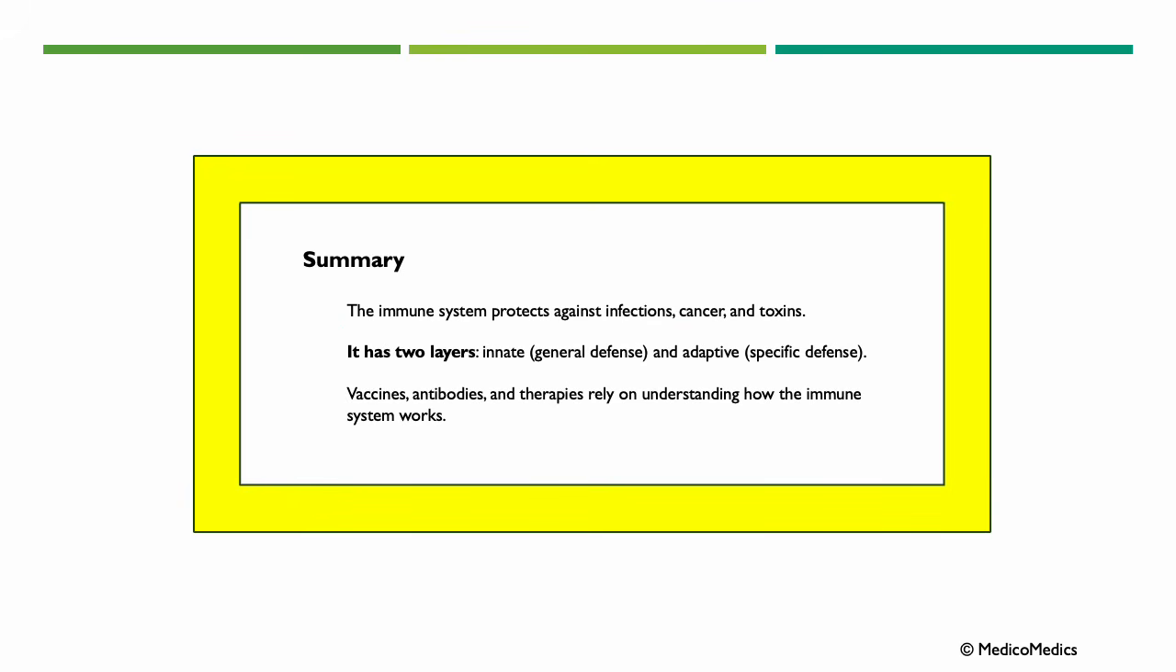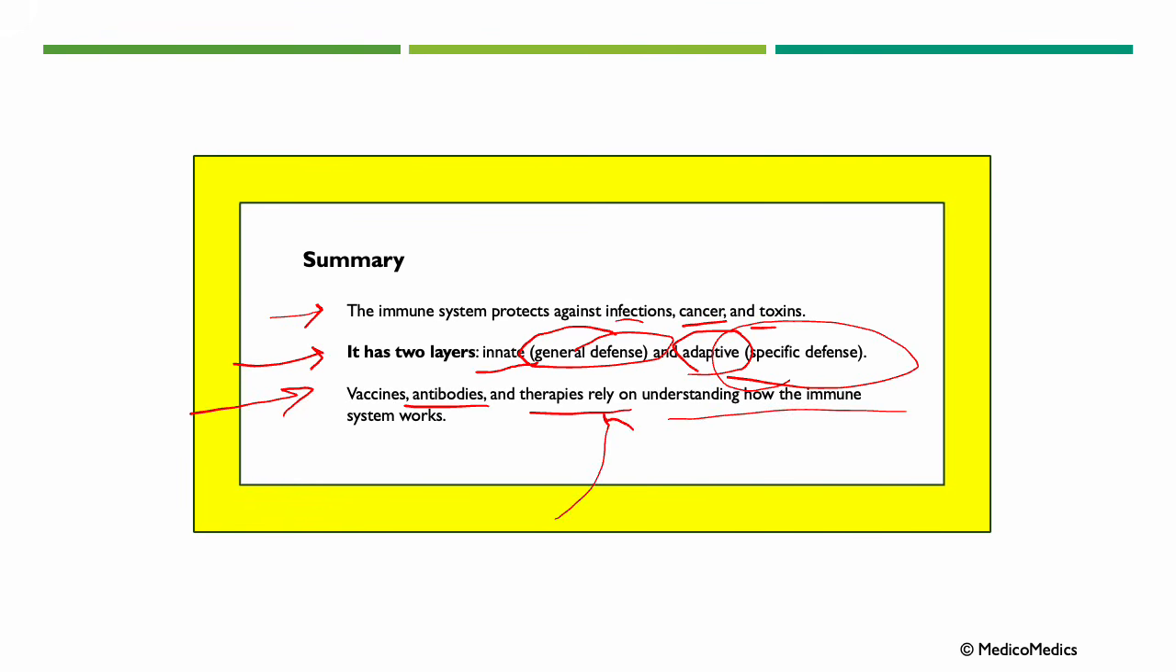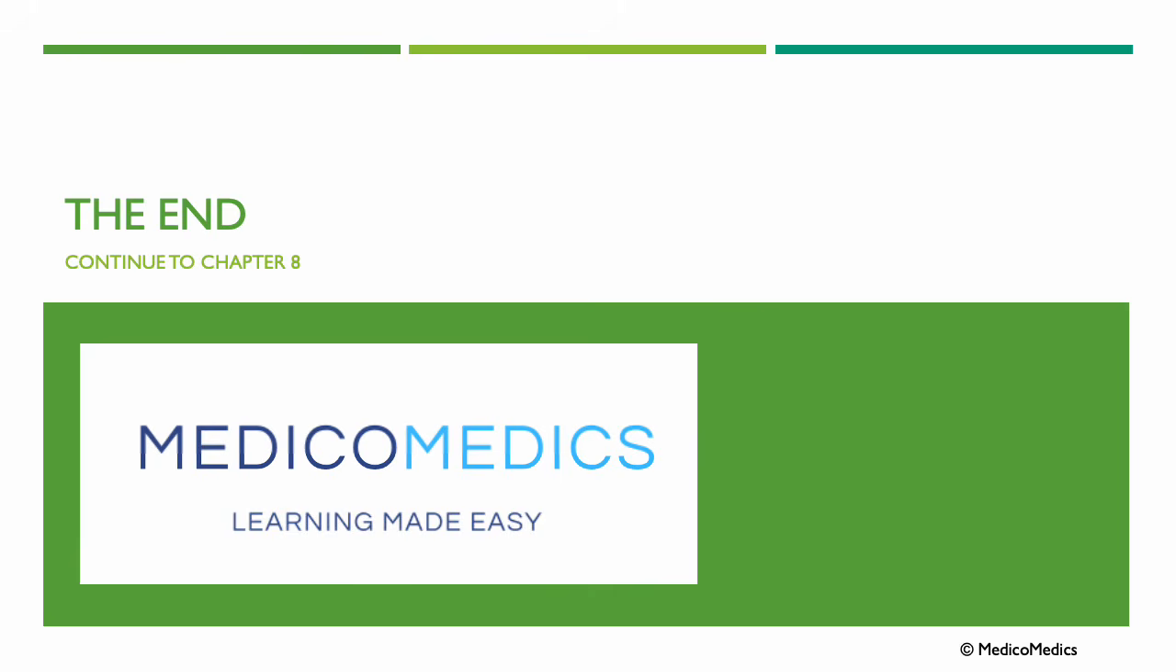So in summary then, the immune system protects against infections, cancer, and toxins. It has two main layers, or parts. We have the innate immune system, our general defense, that is non-specific. And we have the adaptive immune system, which is specific. We use vaccines, antibodies, and therapies, and all of these rely on understanding how the immune system works. And that's the end of this lecture. Thank you for listening. Continue now to Chapter 8.